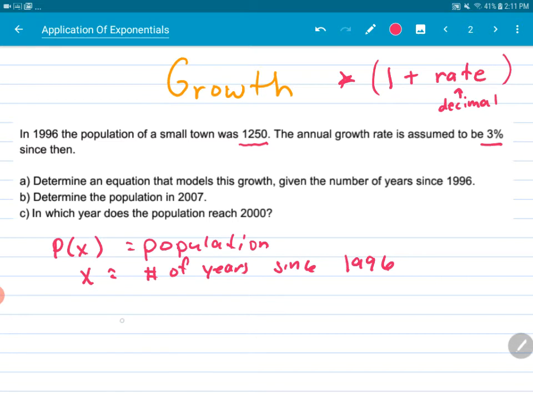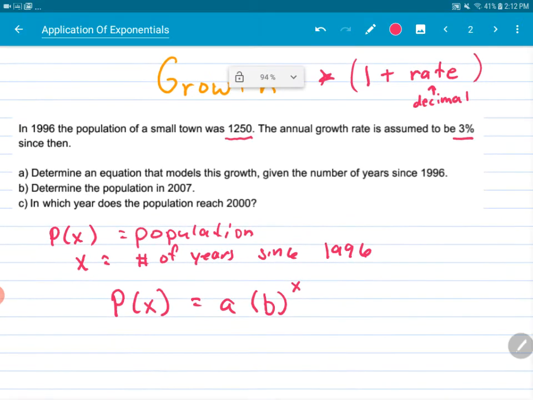So let's go with our general function. P of x equals a times a base to the power of x. It's kind of like our starting point here. And the reason why this is important is because the a right here, the number that goes in front, is going to be your initial value, or your starting point. So if it gives you an initial population, that's what you put in. If it gives you an initial amount of a substance, that's what you put in there. And for your base, like we said before, since it's growth, we can tell it's growth because it says the population is growing, the base is 1 plus the rate.